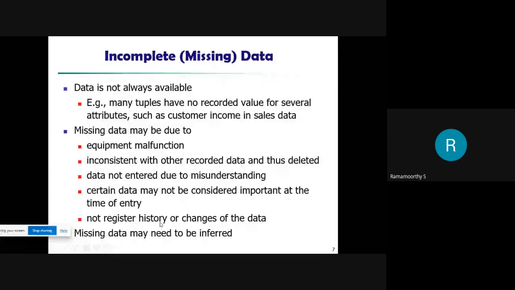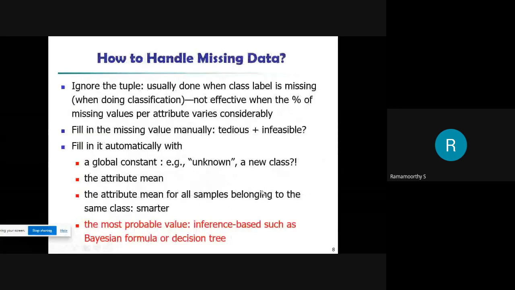Not registered history or changes of the data. Every time you are updating some data, it needs to be recorded. So missing data may need to be inferred. And how to handle the missing data?